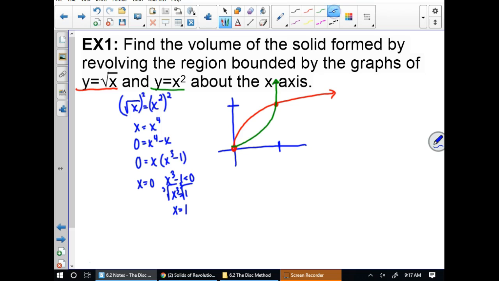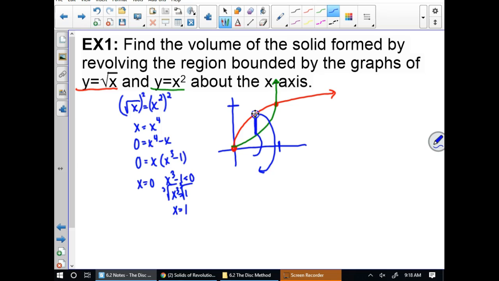So what we'll be doing here is we're taking a slice like this and we're rotating that slice around the x-axis. If you think of what that's going to look like, you can get that picture of the washer you're going to have there. And so we need to be thinking about an outside radius and an inside radius here. If we're looking at that washer, which function forms the outside of that washer? The square root of x, that red line, right?